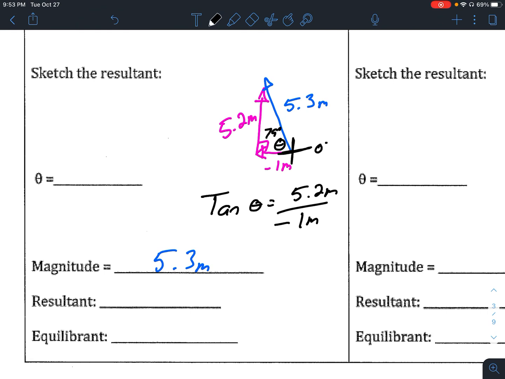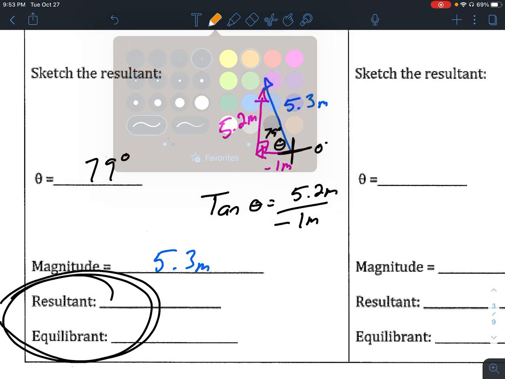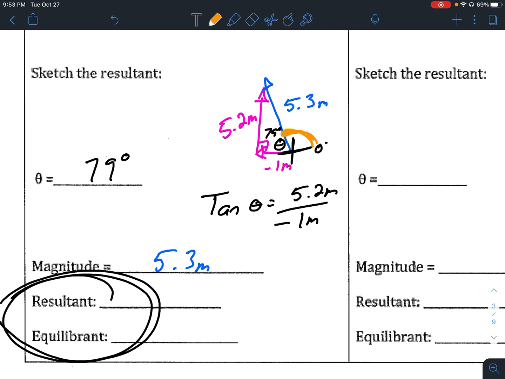So I'm not sure if Mr. Mackman thought we were going to go this route and say, okay, 79 degrees. And then down here, find that real angle that's relative to 0. Oh, let's pick another color. Say here in orange.